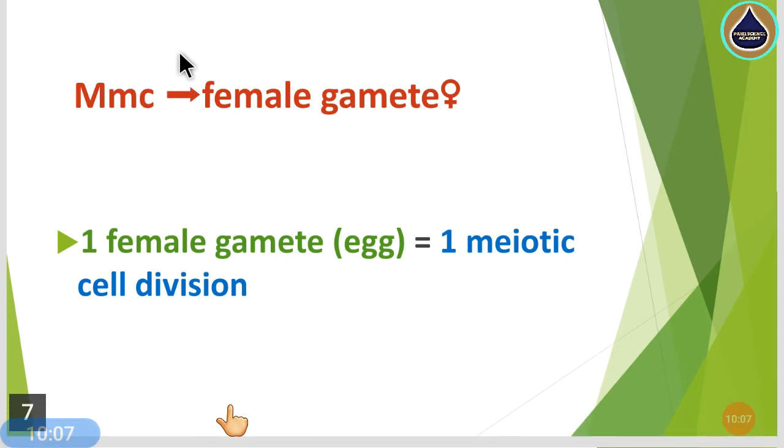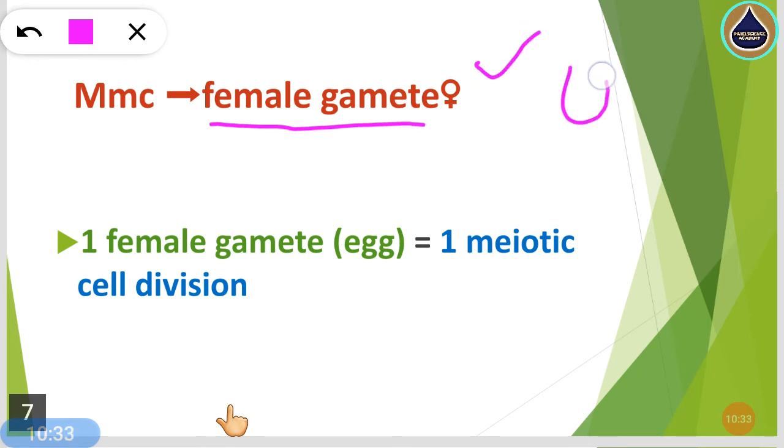Now we'll see how many cell divisions are needed for the formation of the female gamete. As we have seen in the male gamete formation, one meiotic cell division is needed for the 4 pollen grains, meaning for the formation of four male gametes from the PMC, pollen mother cell. Now we'll see how this female gamete is formed. This is the symbol of femaleness. It is indicated by this sign in science and in the medical field.